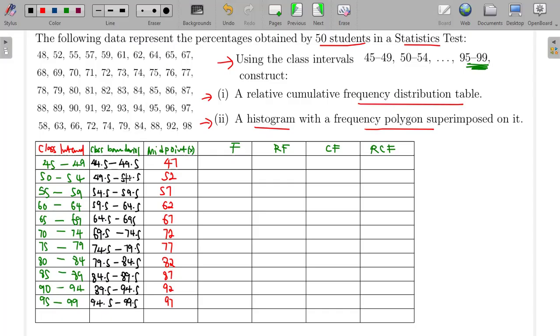Okay, so now what about the frequency? How many numbers are between 45 and 49? So between 49 and 45, I can see 48, cancel it. Okay, what are the numbers?